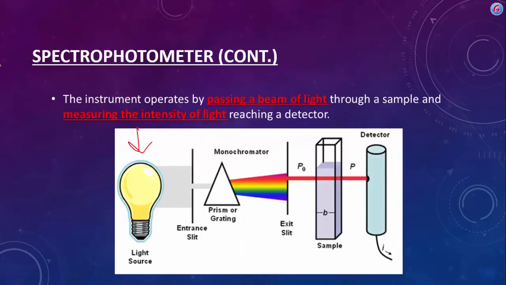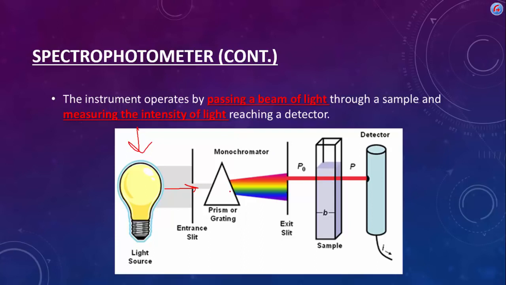So here's how a spectrophotometer works. You want to take a few notes in there. A spectrophotometer works by passing a beam of light through a sample, and you measure the intensity of the light reaching the detector. So here's your light source, and light will shine through an entrance slit, which basically gets rid of most of the light. You don't want a ton of light coming through, you want a very small sliver, so a slit of light will go through. It will go through some kind of prism or grating, and we call it the monochromator.